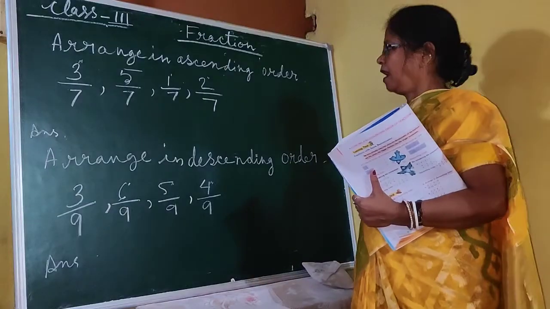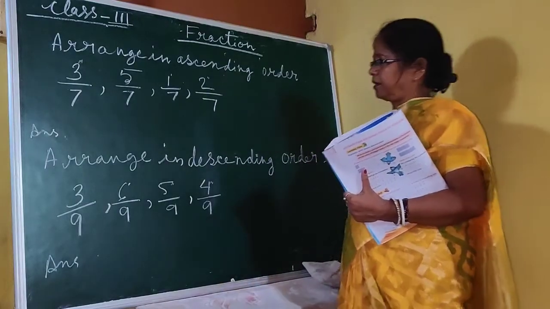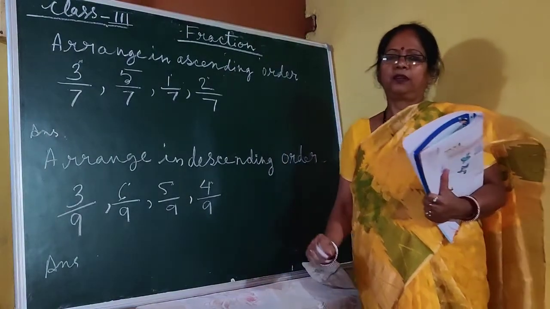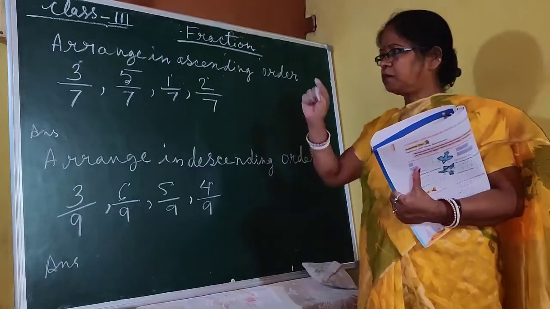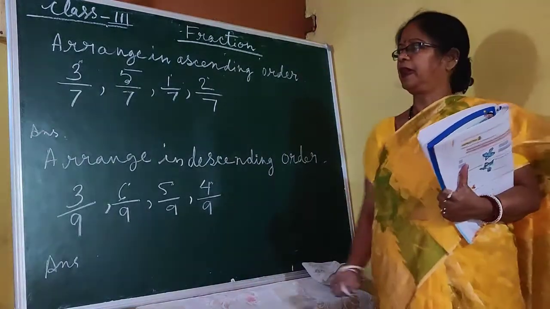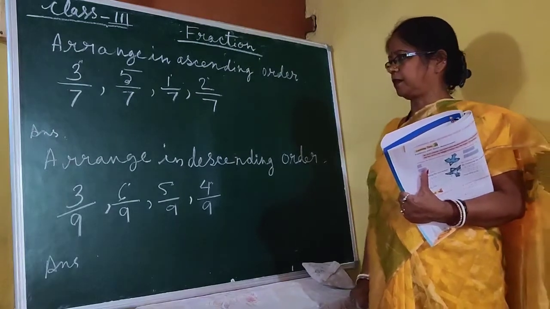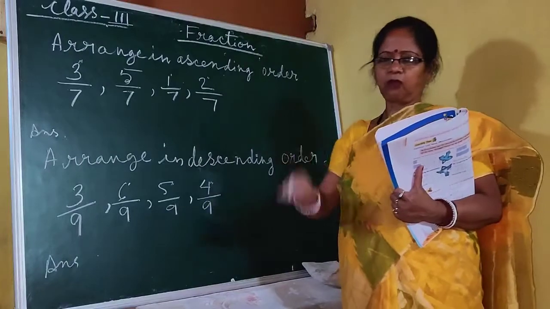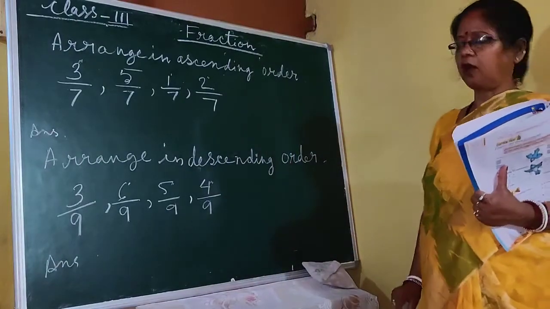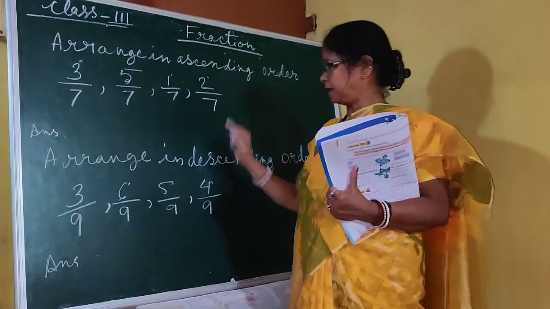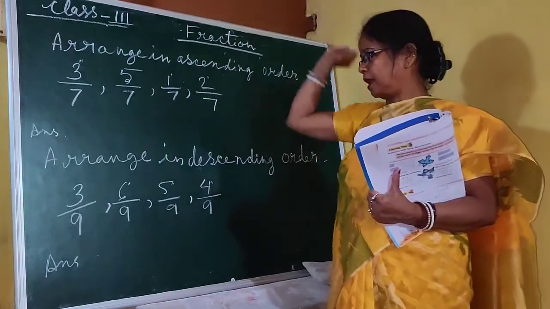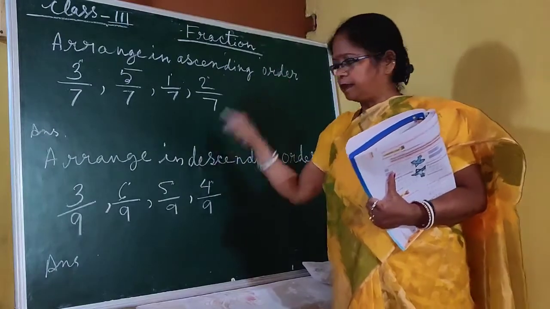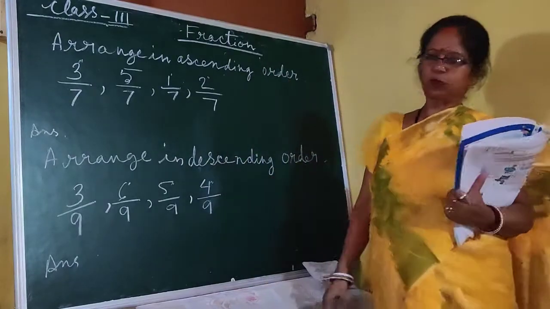Now, arranging in ascending order. Ascending order means A, rise. You have to write from smaller to greater. Then arranging in descending order: the first letter is D, down, greater to smaller. You have to remember the first two letters. Ascending, A, arise, smaller to greater. Descending, D, downwards, greater to smaller.